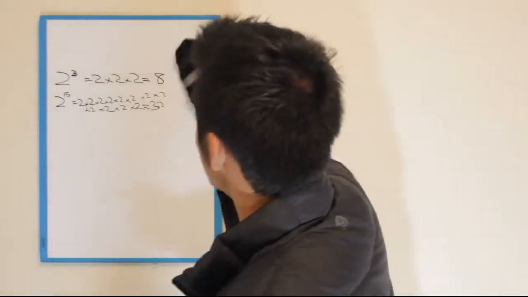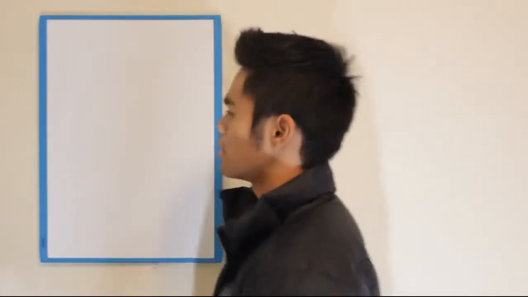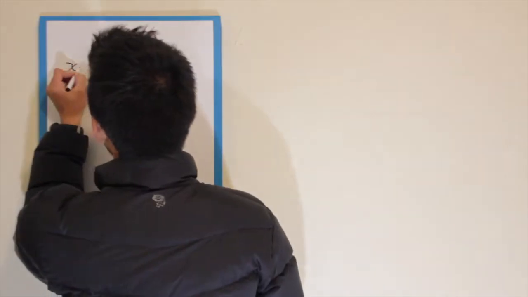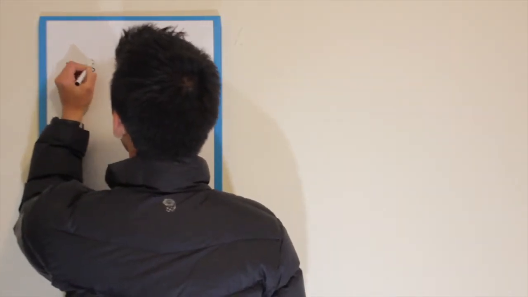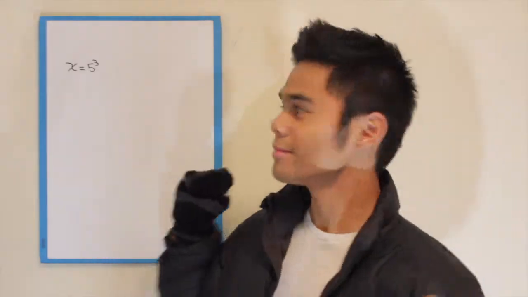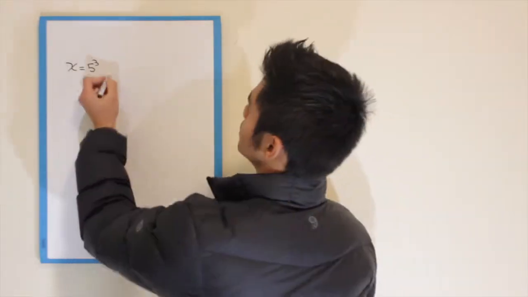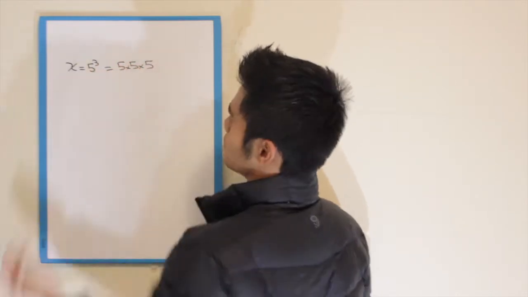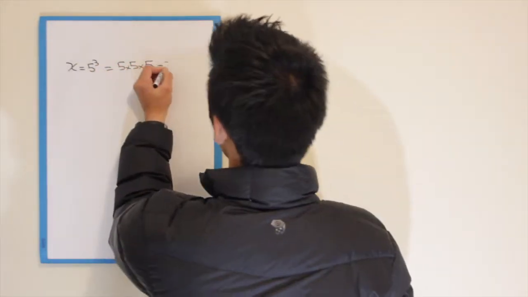Alright, get in there, sock. Let's apply this, let's algebra this up. Let's say x is equal to 5 to the power of 3. Now, this is essentially equivalent to 5 times 5 times 5, which is equal to 125.